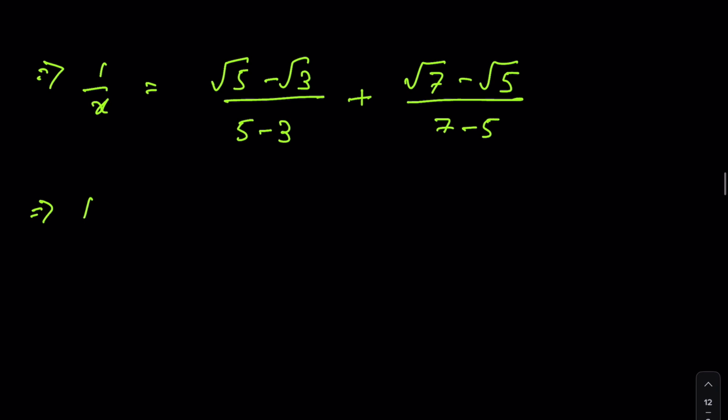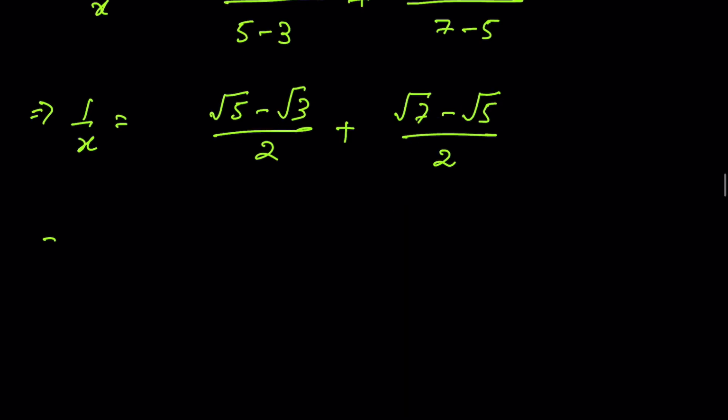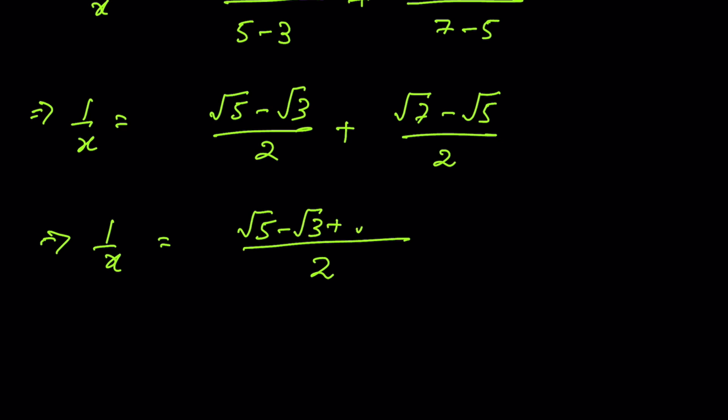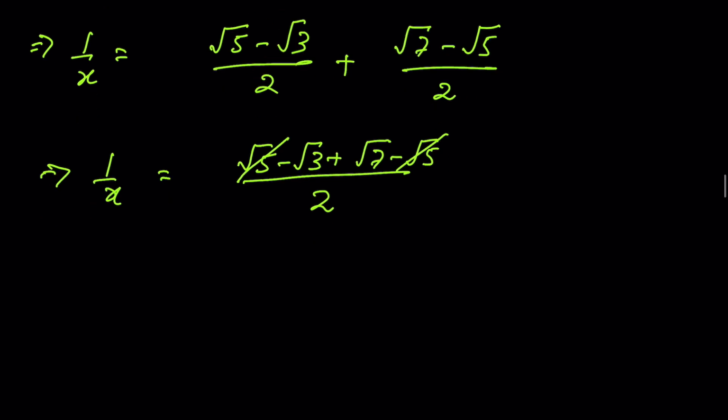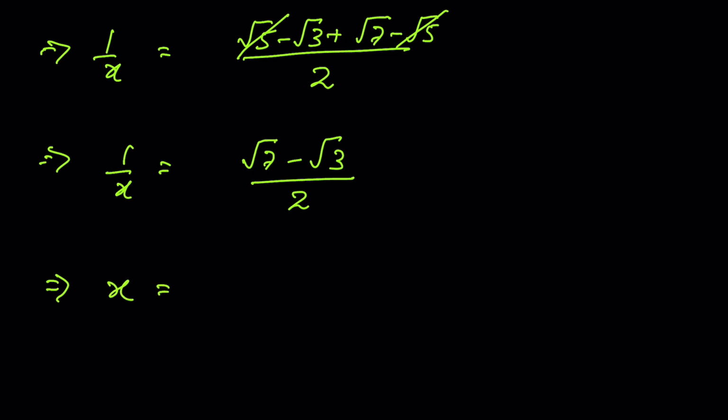Or 1 upon x equals square root of 5 minus square root of 3 upon 2, plus square root of 7 minus square root of 5 upon 2, or 1 upon x equals, 2 is the common denominator, so we can write 2 common, then square root of 5 minus square root of 3 plus square root of 7 minus square root of 5. Plus square root of 5 minus square root of 5 gets cancelled. So 1 upon x equals square root of 7 minus square root of 3 upon 2, or x equals 2 upon square root of 7 minus square root of 3.